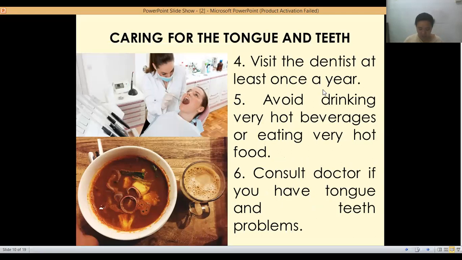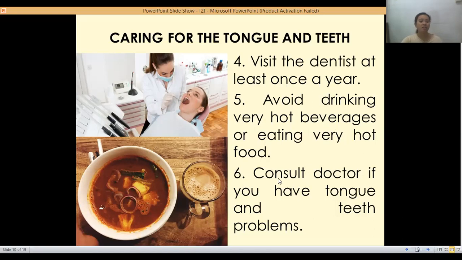Okay? Visit a dentist at least once a year. The dentist has instruments for cleaning your teeth thoroughly. He or she can treat toothaches. Number five, avoid drinking very hot beverages or eating very hot food. Okay? It will damage your tongue or it will burn your tongue.